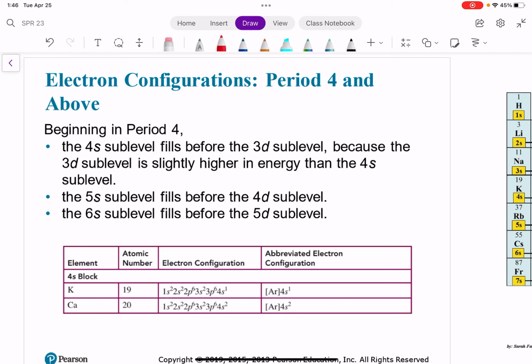So in your textbook, there's a whole section that talks about some exceptions to the rules. And in chemistry, there are often exceptions to most rules, just because nature is not completely symmetrical all the time, right? So one of the things that wouldn't be so obvious is that for electron configurations for period 4 and higher, so 4, 5, 6, 7, the order that the sublevels are filled, or that those orbitals are filled, is a little bit different.